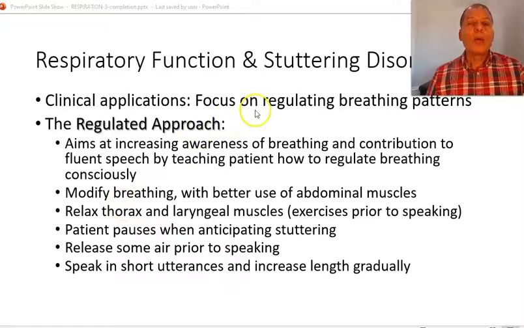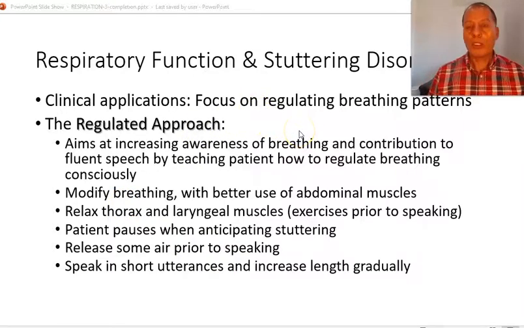So one of the major features, because again, we are discussing just the features that have to do with respiration. We're not discussing any other aspects here about stuttering. So regulating the breathing, that's the big piece in stuttering treatment. And there are three approaches that focus on regulating breathing. One of them is the regulated approach. And these are quite old, but they have been effective.